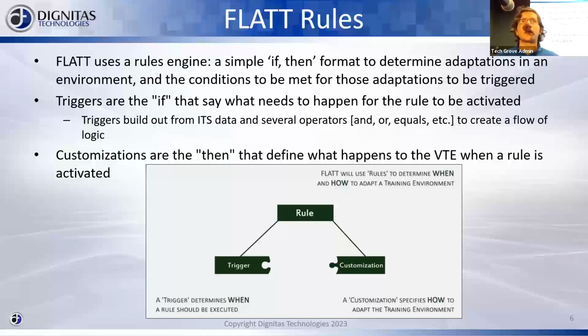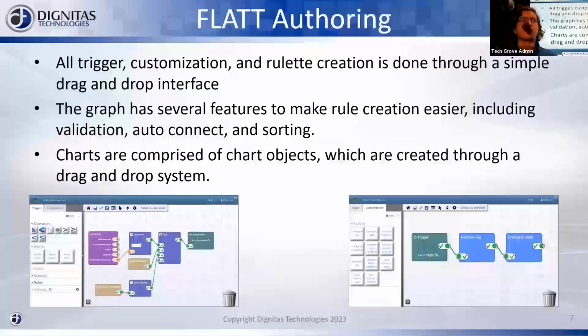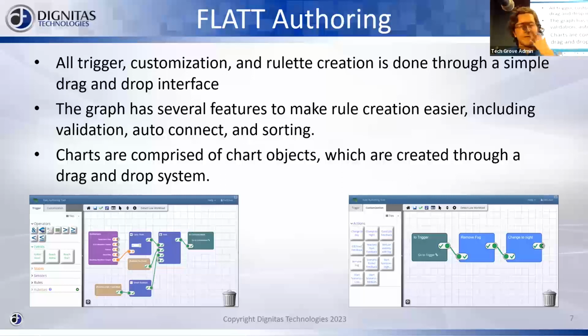It could start raining, the actor could teleport, a lot of different options there. And they're all built through what we call the FLATT authoring tool, a very simple and easy to use graphical format to help build out a flow of logic for a given training environment. So everything received from the ITS is built out into what we call a chart object, and they're all represented in colors.